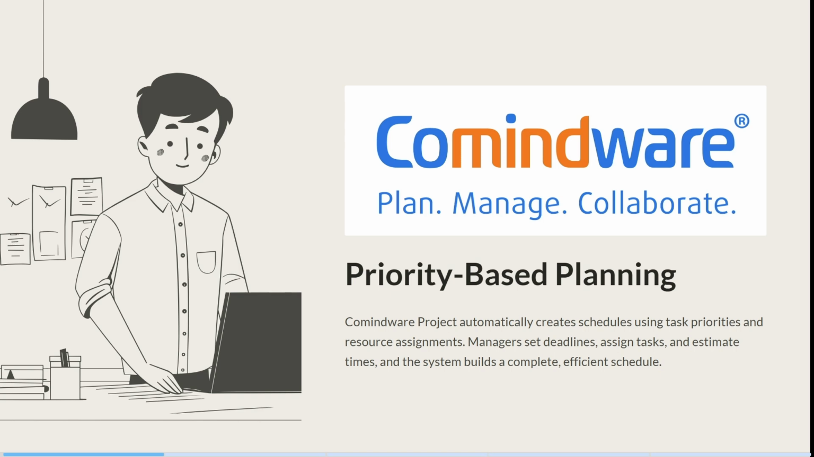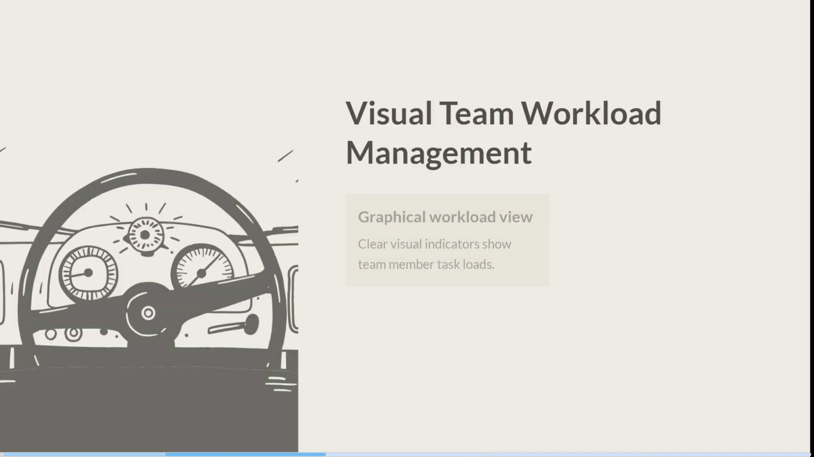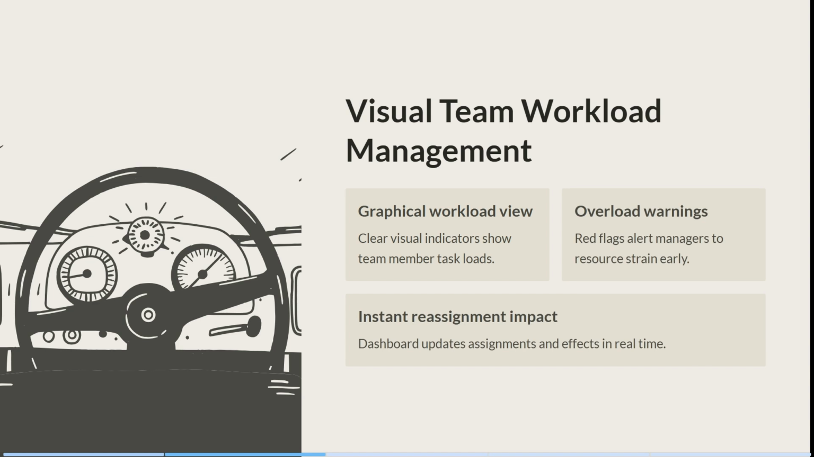Okay, we're jumping into Comindware, where you can plan, manage, and collaborate. It's got priority-based planning. Comindware Project actually automates creating schedules that use task priorities and resource assignments. You can manage your deadlines, assign tasks, and estimate times, and the system builds a complete, efficient schedule for you. The other thing is visual team workload management.